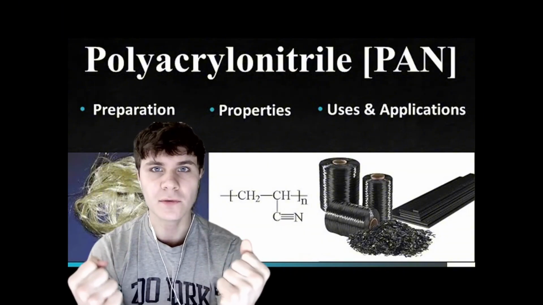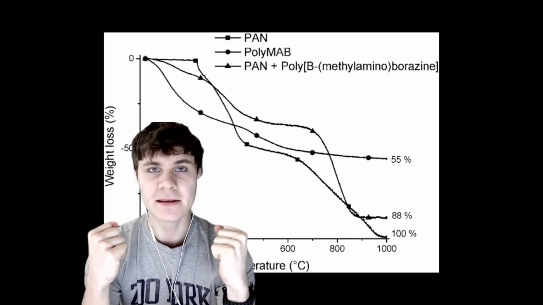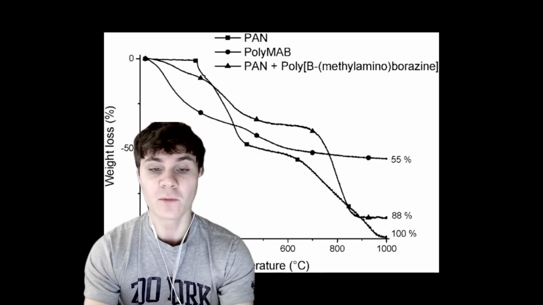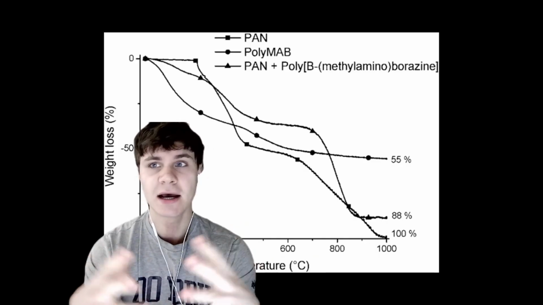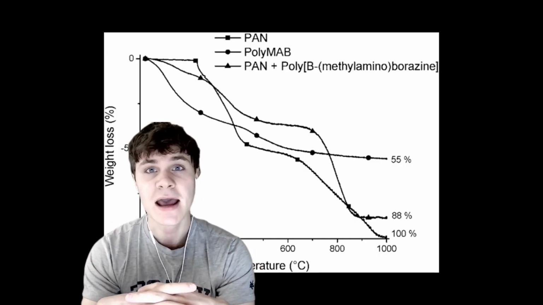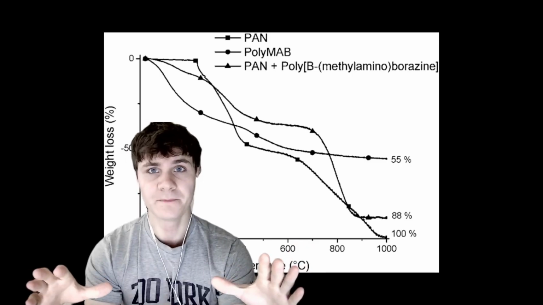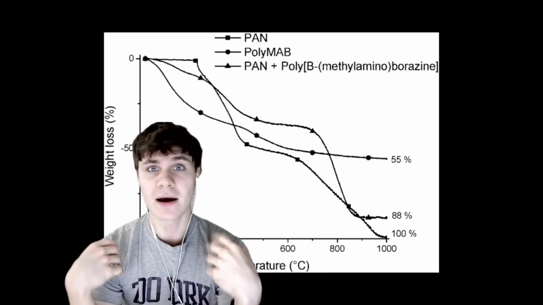And what we do is we take these fibers of polyacrylonitrile and we heat them to really high temperatures, I think 200 to 300 degrees Celsius, and it gets rid of all the oxygen. And in doing so, it leaves only behind essentially carbon.